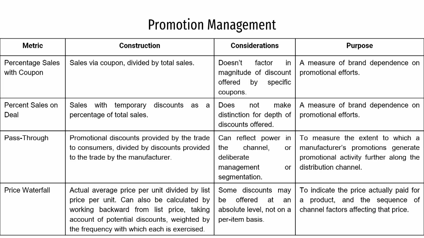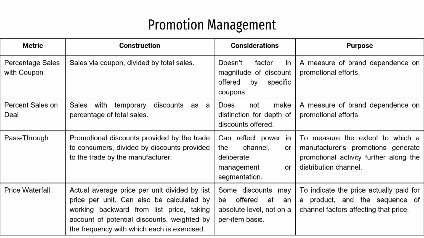It is the actual average price per unit divided by the list price per unit. It can also be calculated by working backward from the list price, taking account of the potential discounts weighted by the frequency with which each is exercised. Basically, what is the average selling price divided by the listing price, that gives us the metric called price waterfall.